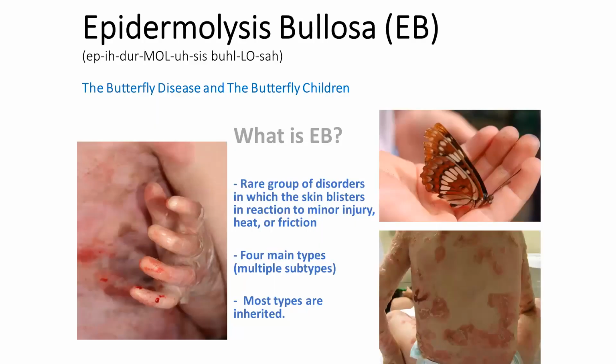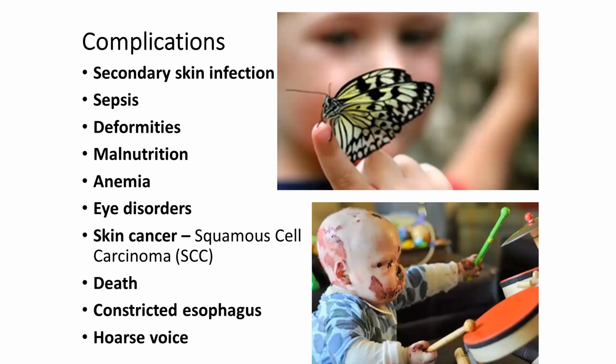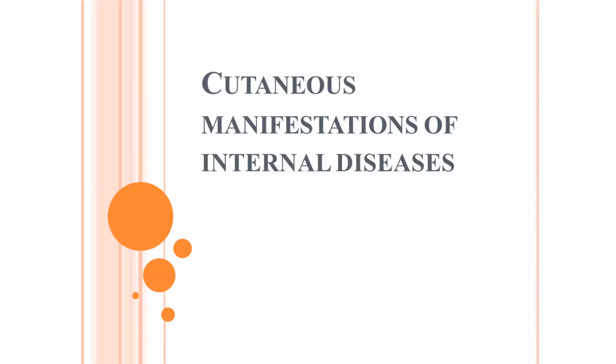Epidermolysis bullosa, butterfly disease in butterfly children. Rare group occurs in children. These are the signs and symptoms: blistering, internal blistering, even affecting all the digestive, respiratory, urinary tract. Scarring alopecia, atrophic scarring of the skin, milia, dental abnormalities may be present. Lot of complications, even resulting in death.